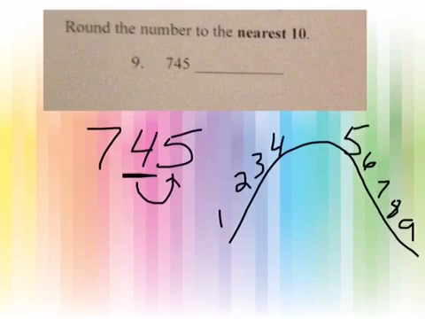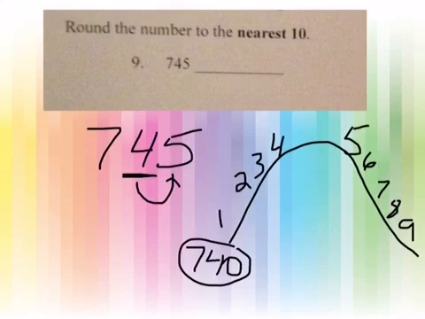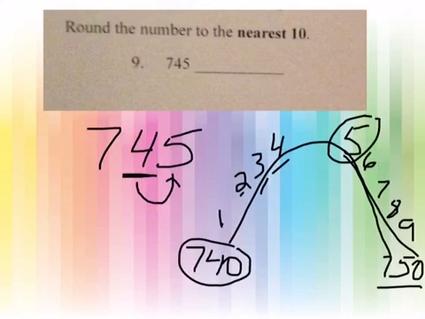So in this case, 740 would be over here, and 741, 742, 743, 744. But in this case, it's actually 745. So my next 10 would actually be 750. So because this is a 5, it's going to go down the hill to 750. That should be my nearest 10.